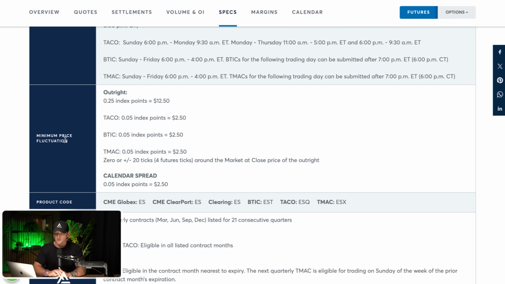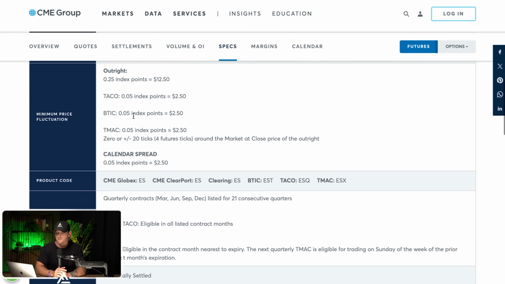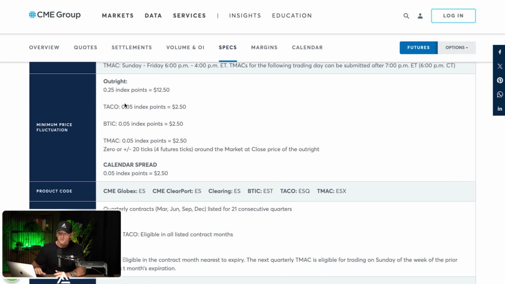So we can see right here, minimum price fluctuation. Those of you coming over from Forex, you guys use pips when you talk about the smallest amount that a CFD price can move. Over here in futures, our minimum price fluctuations are referred to as ticks. So our outright value on the S&P 500 ES is going to be 0.25 index points. Most of you just looking at it in the dollar amount, that's going to be 25 cents. That is one tick, is 0.25 index points. Now that returns to you as a trader $12.50 net gain or loss.